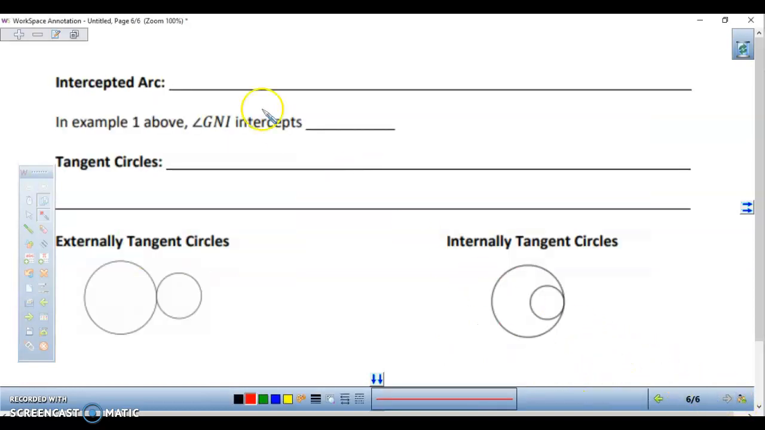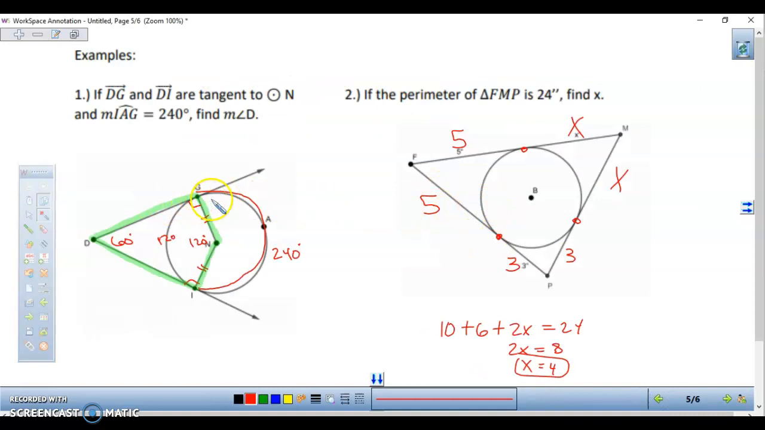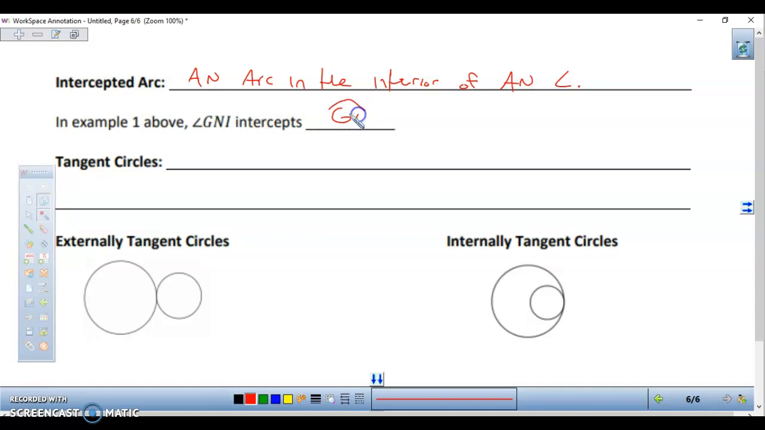All right, and then the last thing here, an intercepted arc. An intercepted arc is an arc that is in the interior of an angle. So in the example before, angle GNI intercepts arc GI. That is the arc that's inside of it. So that's what intercepted arc means. If you read that, it's just like, hey, the arc that's inside of the angle it's talking about.